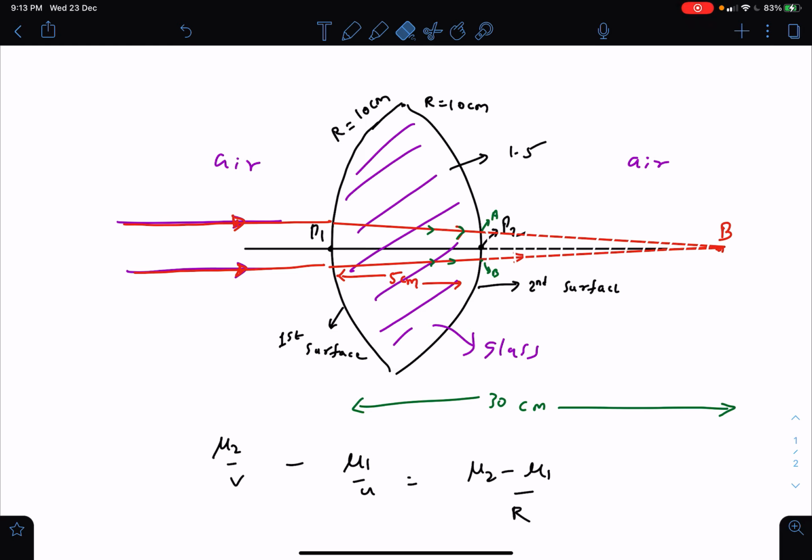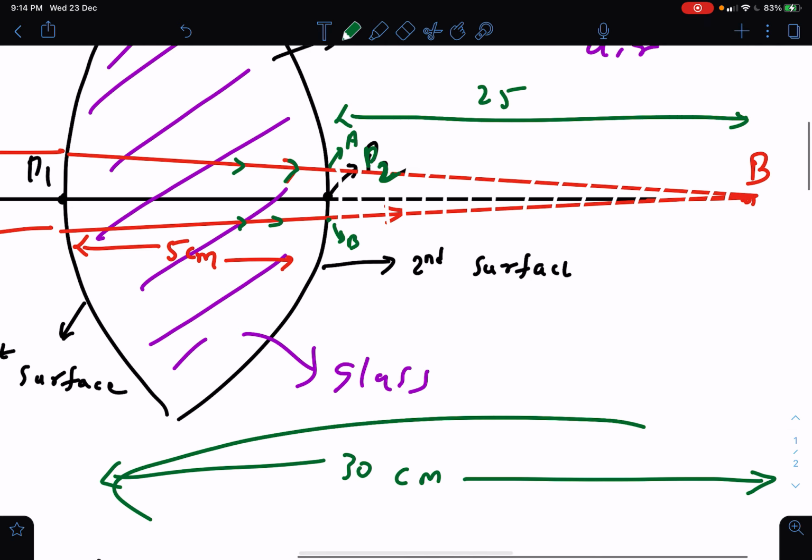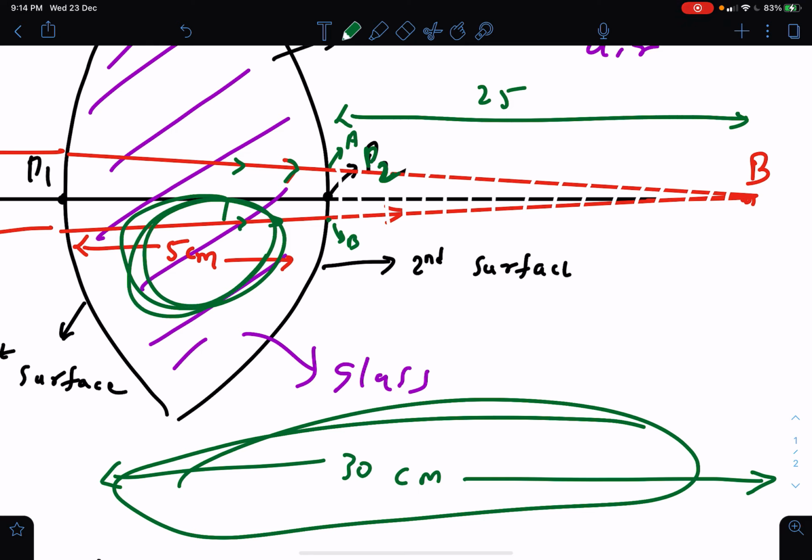Now for the second refraction, which is going to happen from the second refracting surface, the object is virtual because these are converging rays. What is the object distance? Object distance is measured from the pole. The pole for the second refracting surface is this P2, and from this P2 this distance will be 25, because the total distance is 30, from which you subtract this 5, so you get the remaining 25.